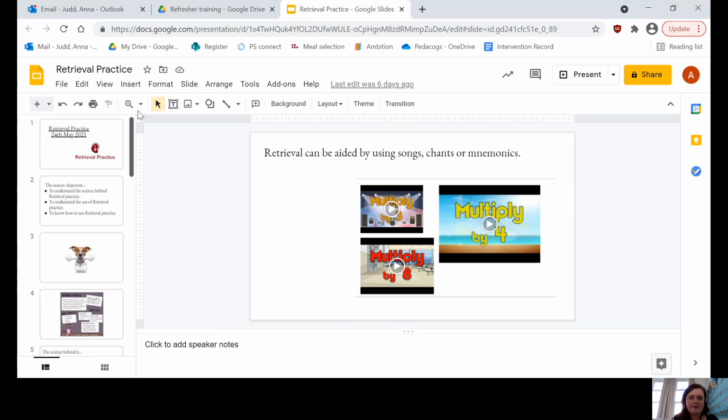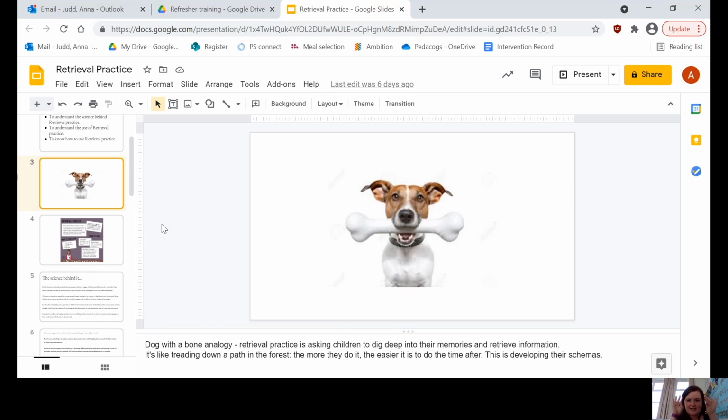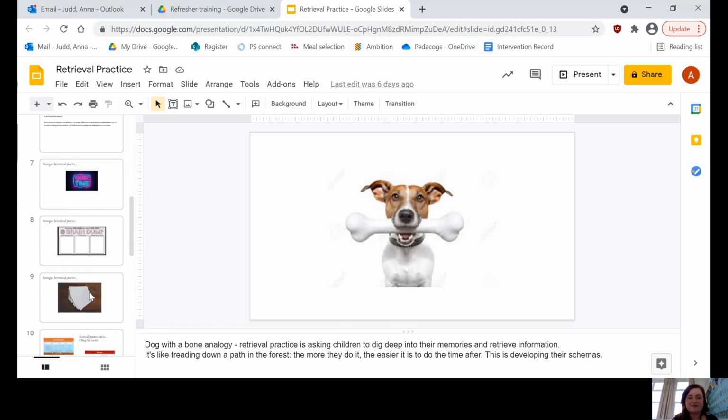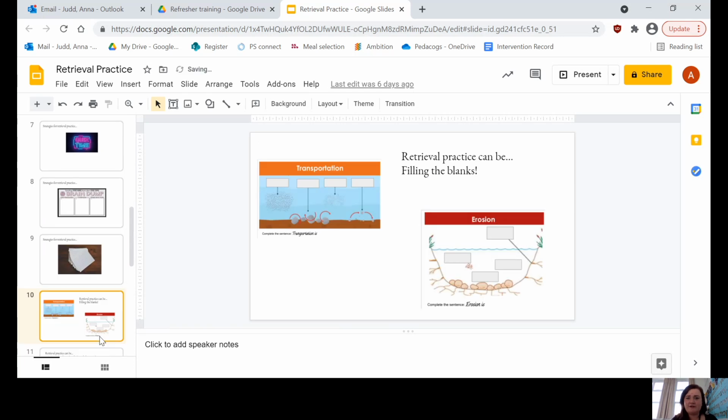So your key takeaways from this session: retrieval is not reteaching. You are asking the children unaided to go back in and retrieve that information from their long-term memory. Every time you ask them to retrieve that information, they are developing what we call a schema. The stronger their schema, the more likely they are to retain that information in the long term, which means they have learnt that information.